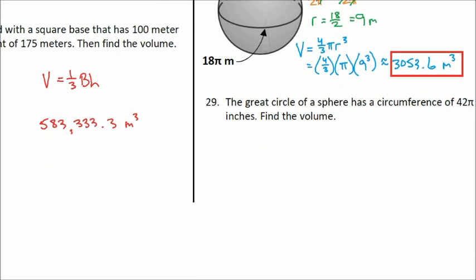Okay, hopefully you've given that a shot. For 29, you should have gotten a volume of approximately 38,729.4, and our unit of measure should have been inches cubed. You would have found that the radius was equal to 21 inches. That's the end of the back of review sheet number 1.